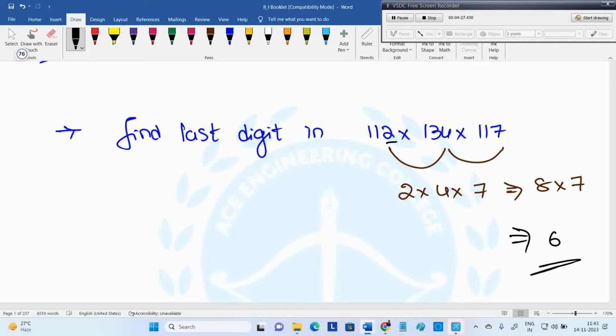In every number, the units place is called the last digit. If they ask the product of this, what is the units place in this? Don't do the original product. Pick the units place only and do the multiplication. Okay, 8 into 7 is 56, but still, in 56 also I want the units place only. Your focus is only on the units place or last digit. Keep that in mind.